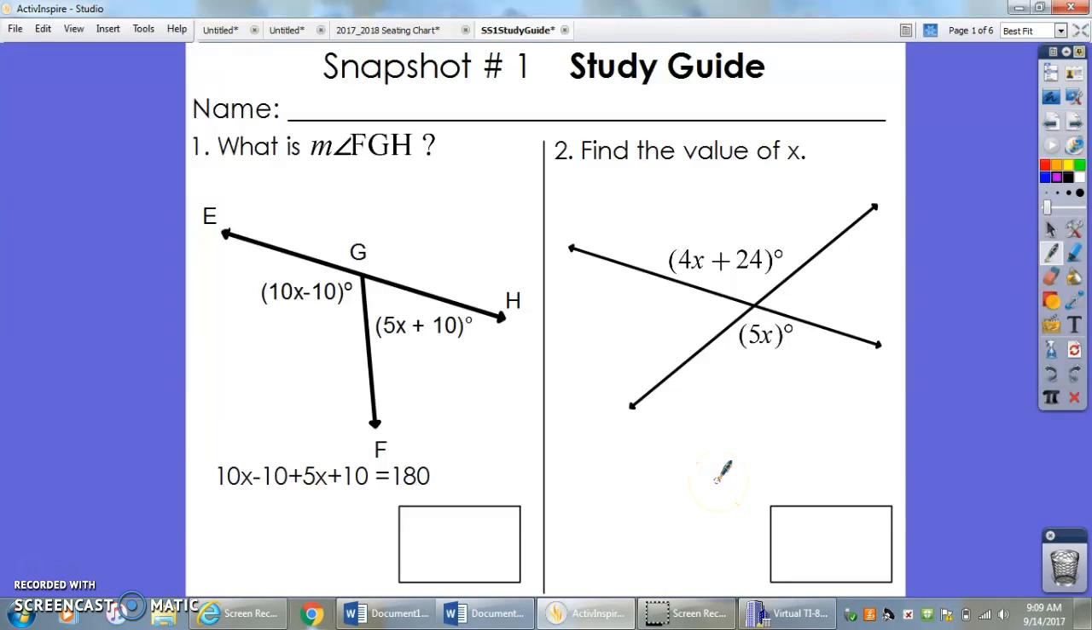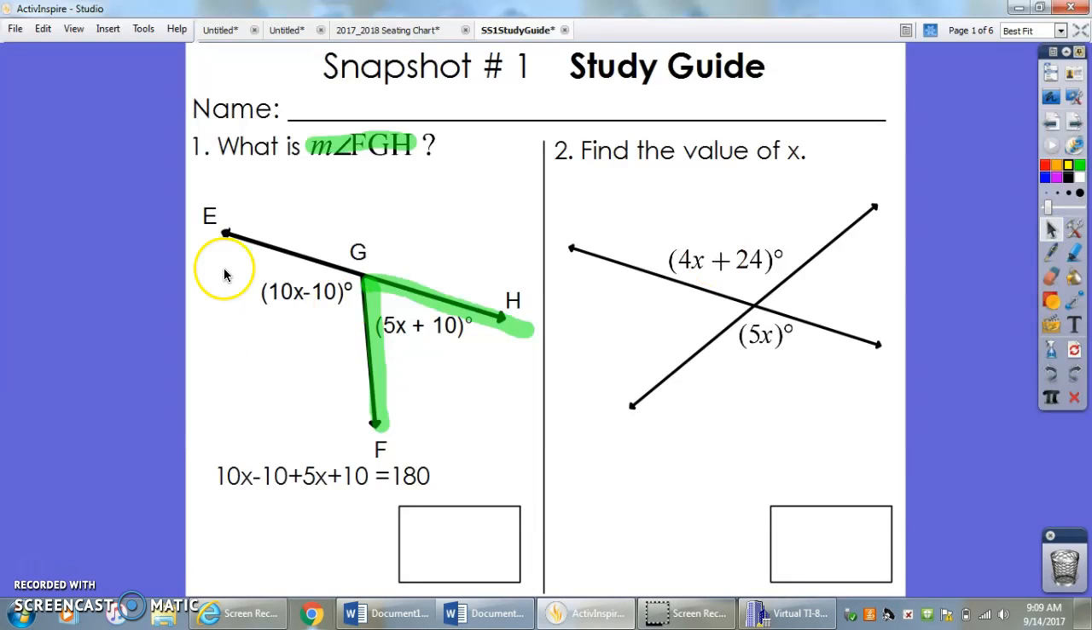Okay, so we're going to go through your study guide for your coordinate geometry test. Looking at number 1, we're finding the measure of angle FGH. I like to highlight that angle, FGH. That angle's smaller than 90, so my answer should be smaller than 90.